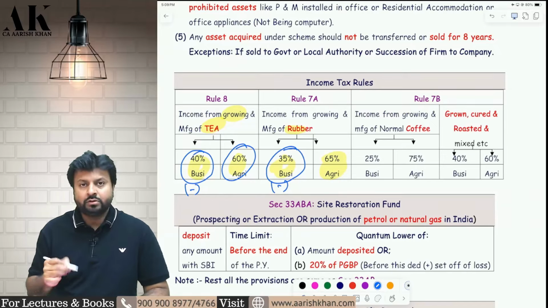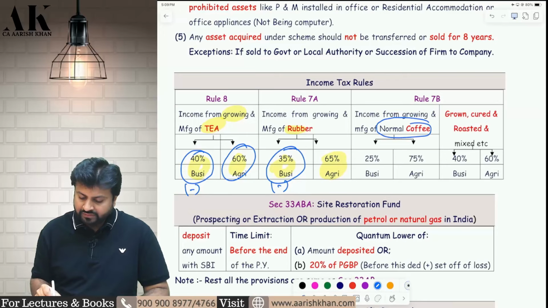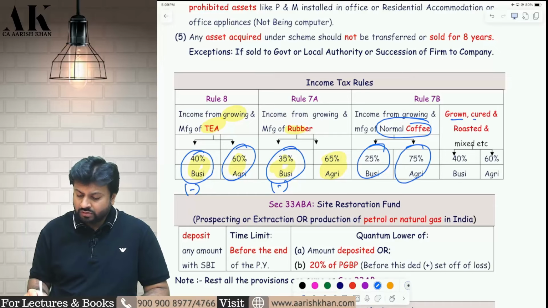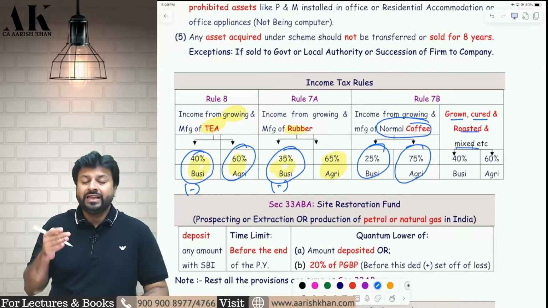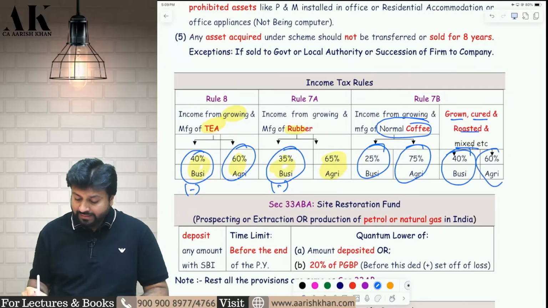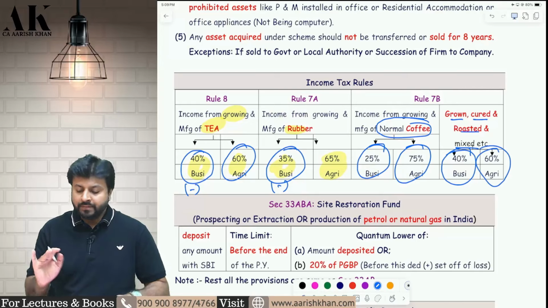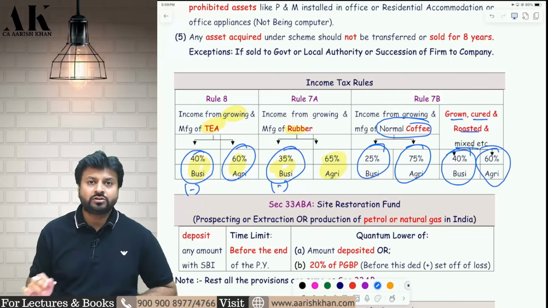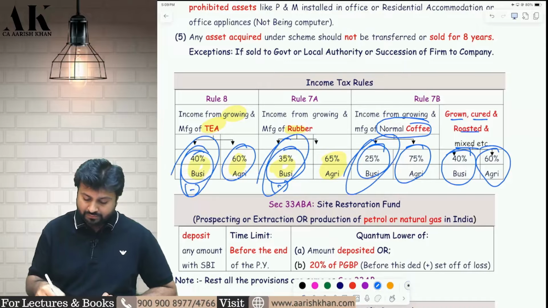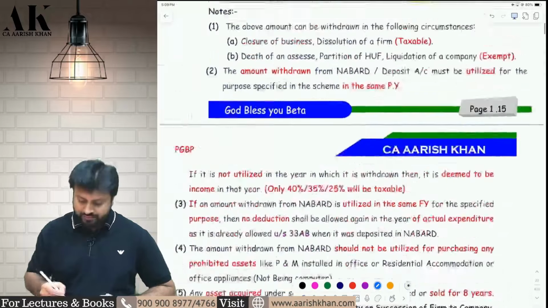In case of coffee, there are two types of coffee. If it is normal coffee which is grown, etc., then 25% will be taxable, 75% will be exempt. If the coffee is grown, cured, roasted, mixed with chicory and many other activities are done on the coffee, then 40% will be taxable, 60% will be exempt. Okay, so you have to first segregate that, and then it should be subject to what? Reduction of losses from the taxable portion. From the taxable portion, you have to reduce the losses. I hope it is clear to all of you.